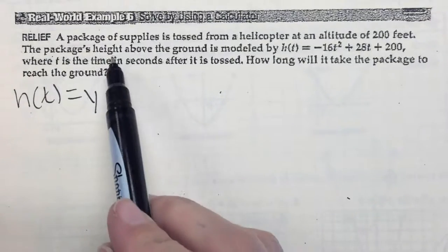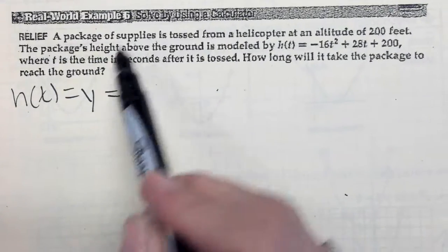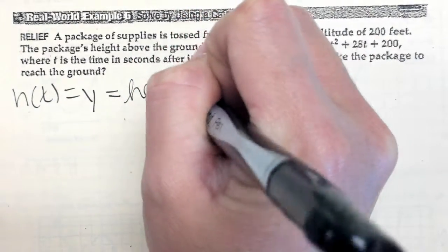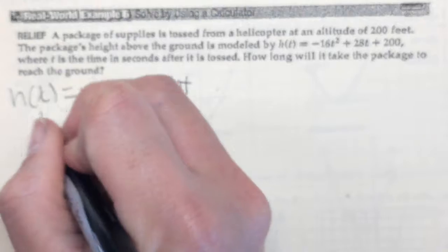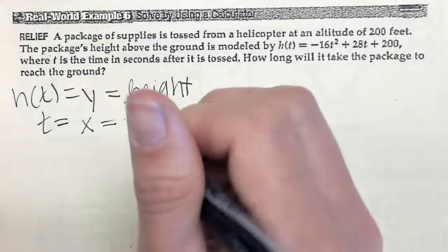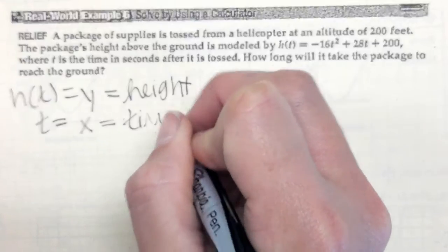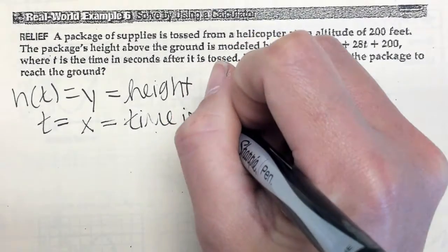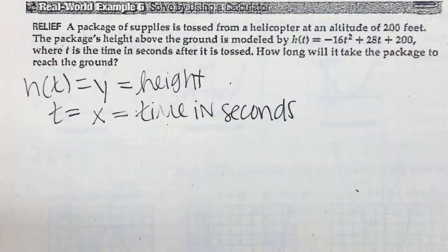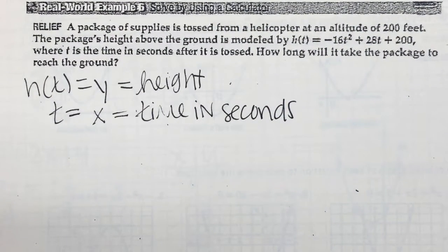The package's height is modeled by this. So this is talking about height. Write that down. And then what is t talking about? We know it's our x value, but it's talking about what? Time in what? Good. So we've identified what we're working with: height and time in seconds.